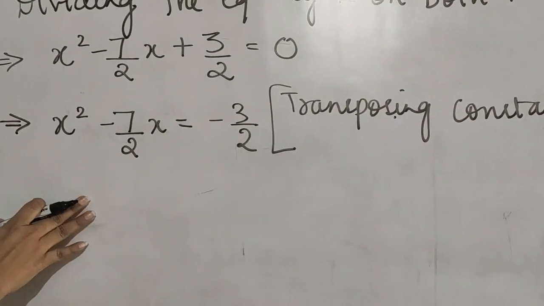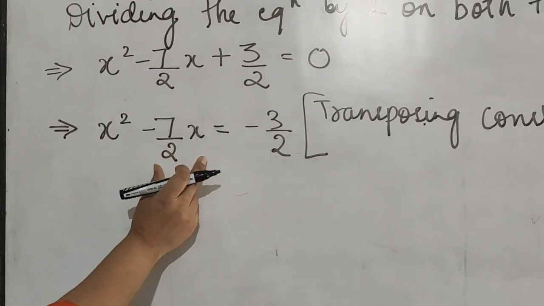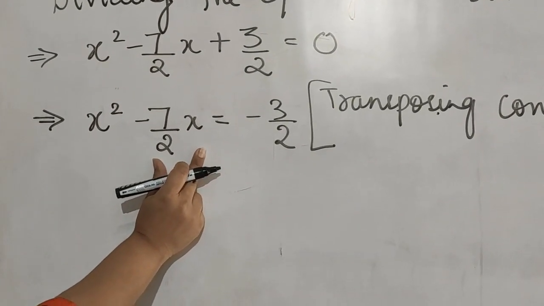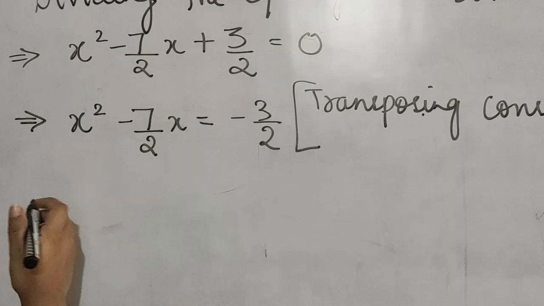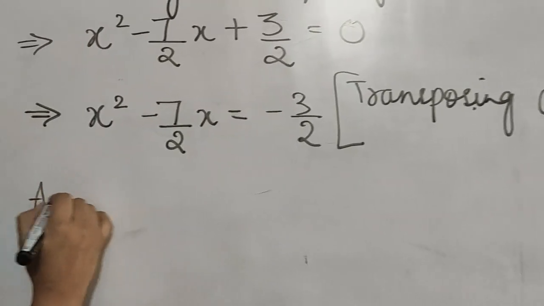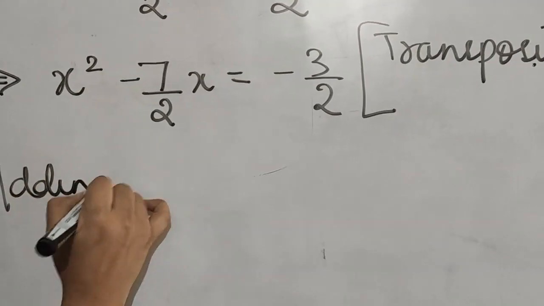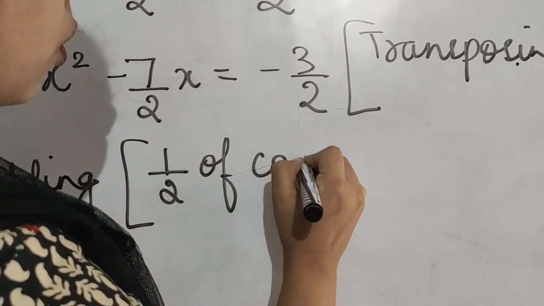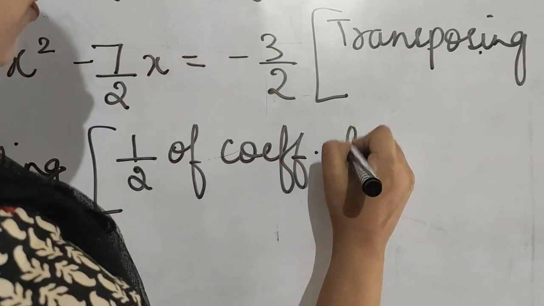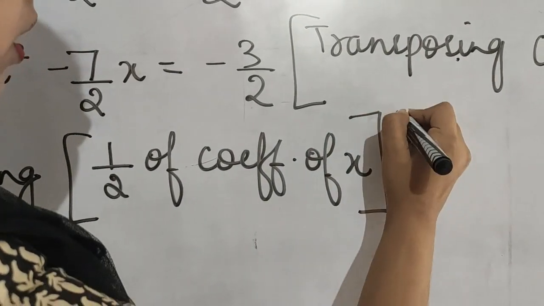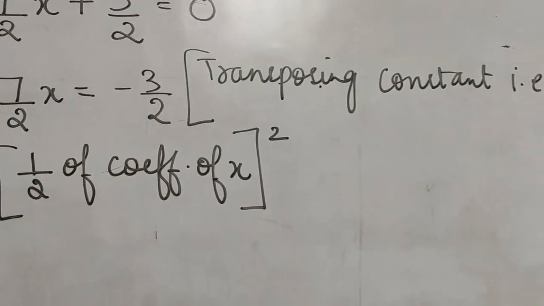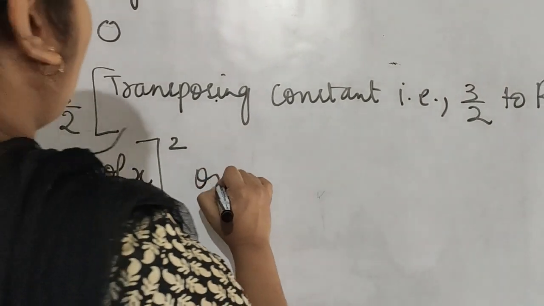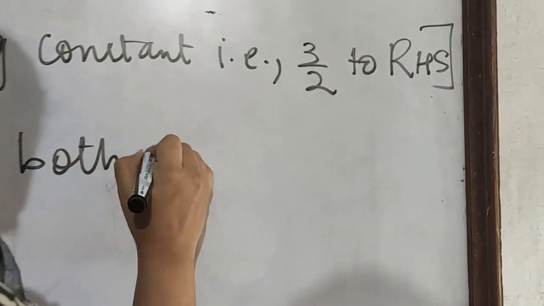Now what we are going to do, we are going to take half of the coefficient of x and take its whole square. So over here we will write: adding half of the coefficient of x, its whole square, on both sides of the equation.